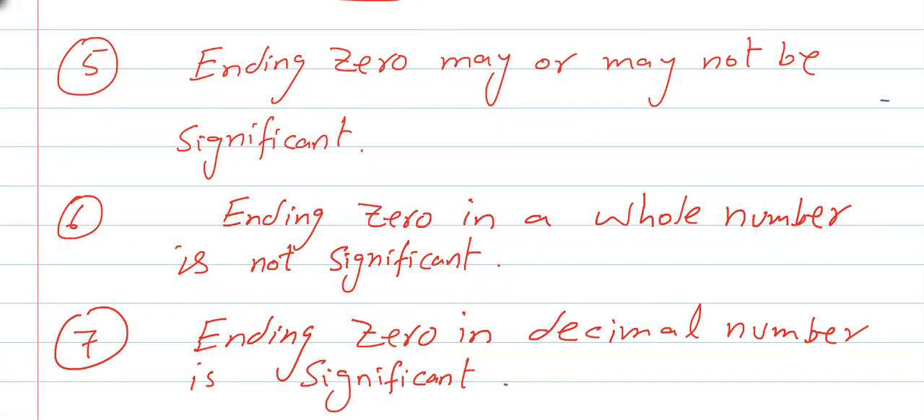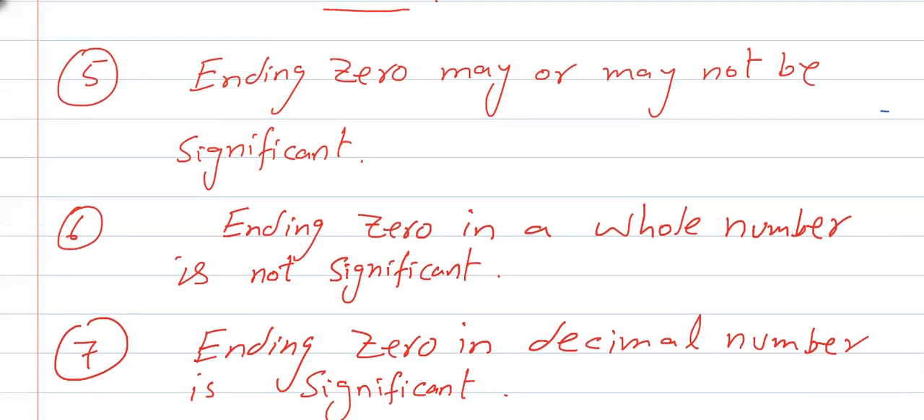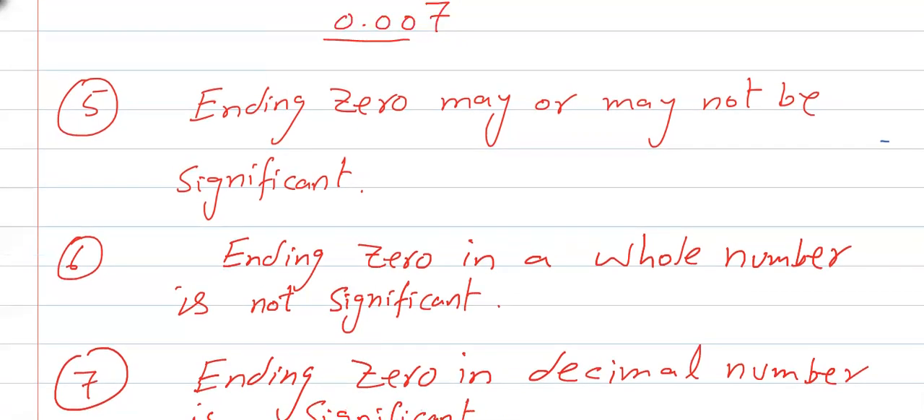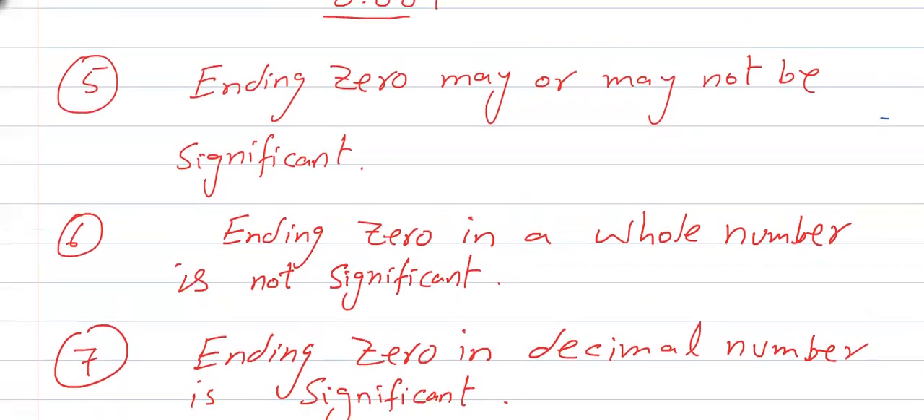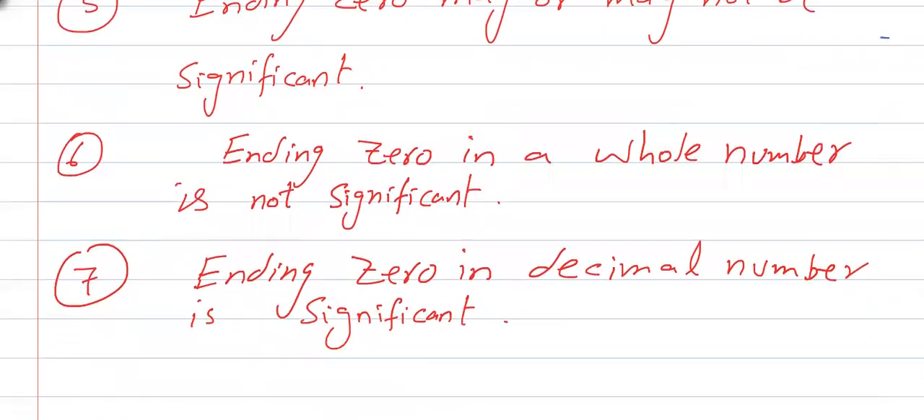Now, before taking the examples, make sure at least 60-70% of the rules are in your mind. I will keep recalling, but you will understand better if these rules are in your mind. Okay? Let's take some examples.